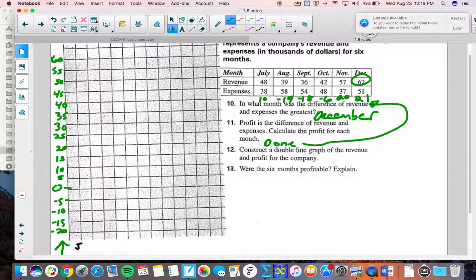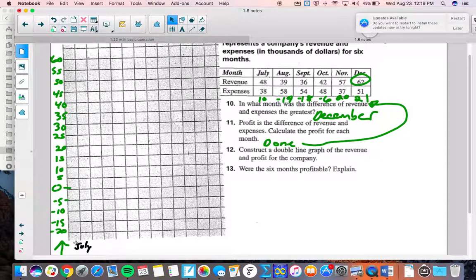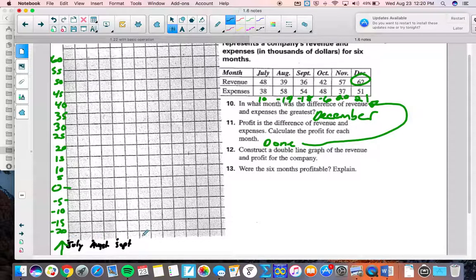July. August. September. October. November. December.